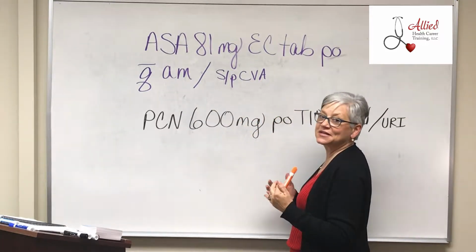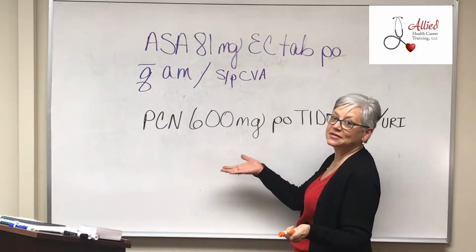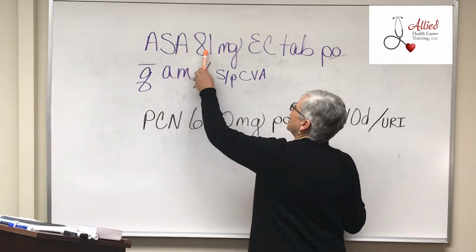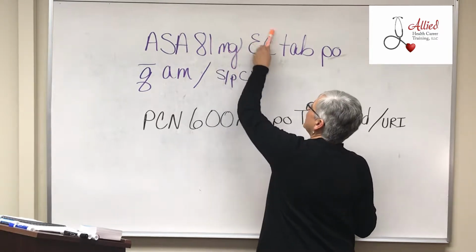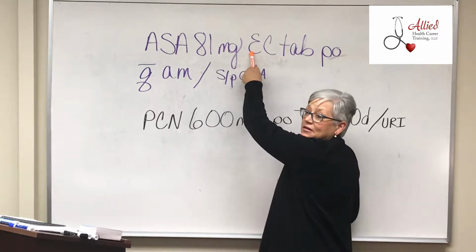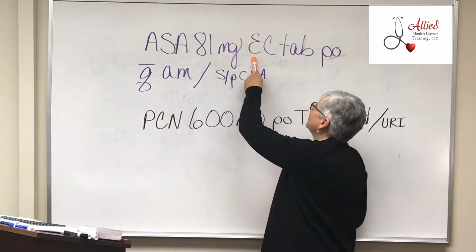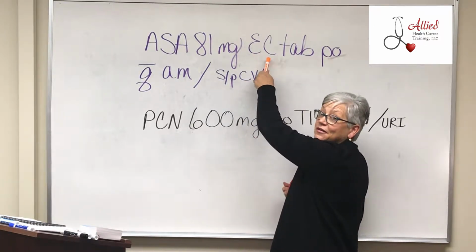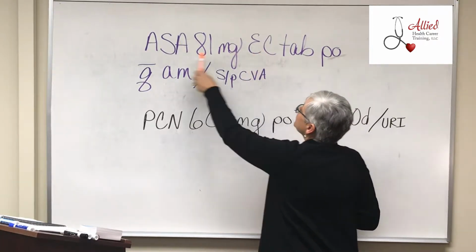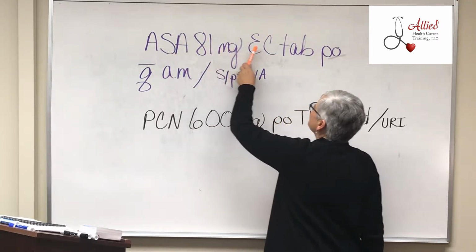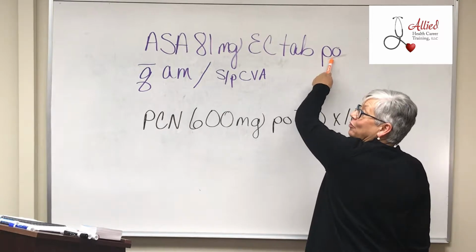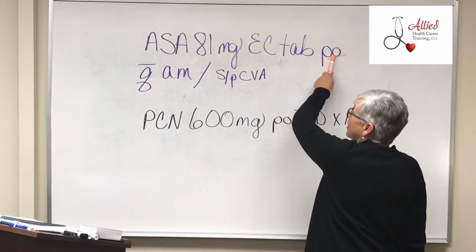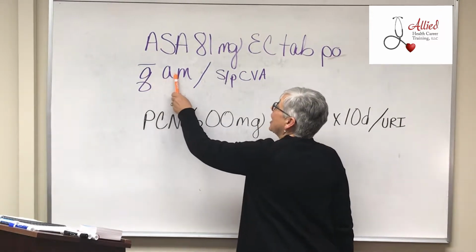ASA, acetylsalicylic acid, which is better known as aspirin. Aspirin, 81 milligrams. Do you remember this? Enteric coated. So can you crush this? No, that's all right. So aspirin, 81 milligrams, enteric coated tablet by mouth, per oral. Okay, by mouth every AM.